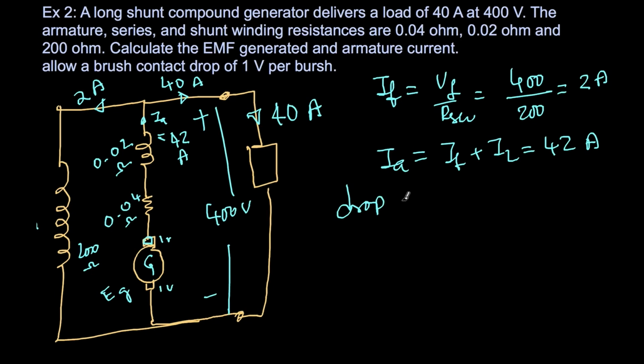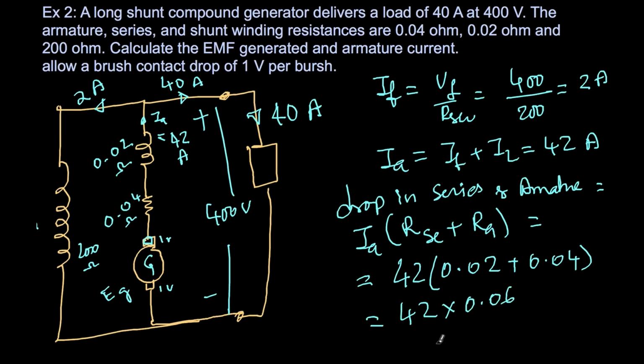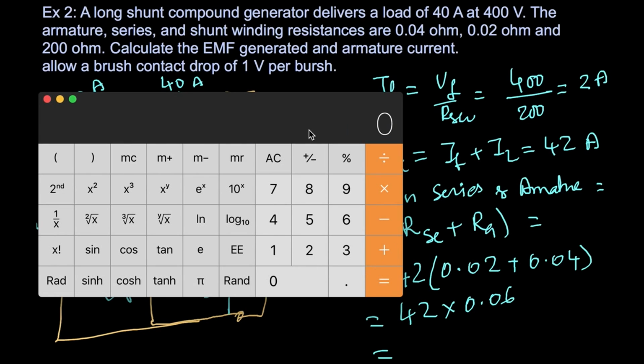Then the drop in the series and armature windings. It's nothing but IA current multiplied by R. I can calculate them individually, RSC plus RA, or I can just add them and then calculate. So I get 42 multiplied by 0.02 plus 0.04. That is nothing but 42 multiplied by 0.06, which is 2.52 volts.